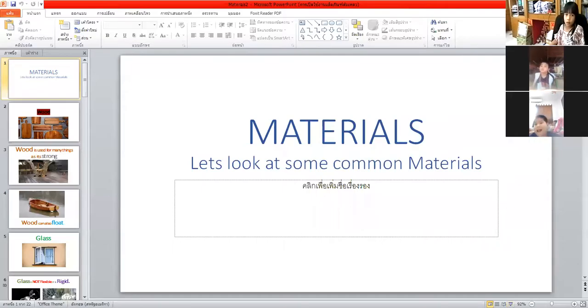First, we'll go over our materials and we'll look at the properties, and then we'll do an experiment. Okay. Ready to start? All right. So let's go over our materials first, just to remember what they are. Here we go. So we've got materials. Let's look at some common materials. We're going to look at seven.